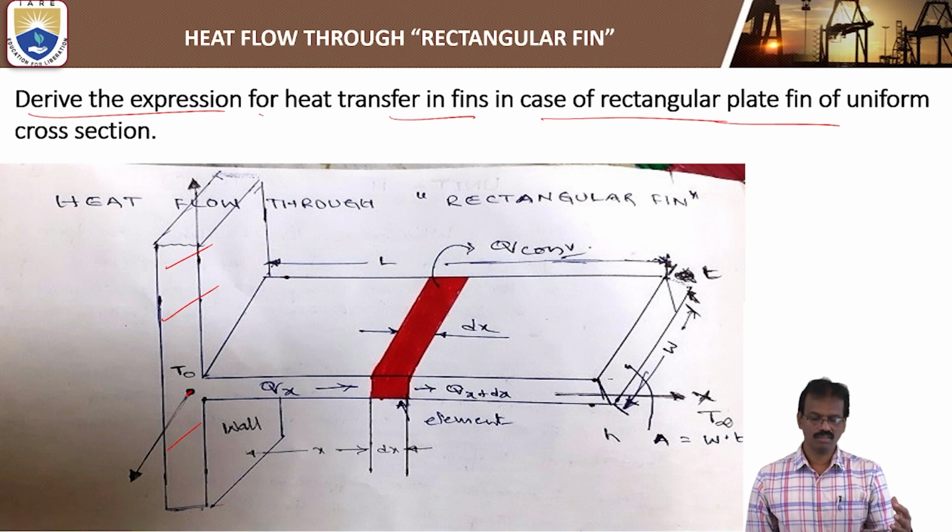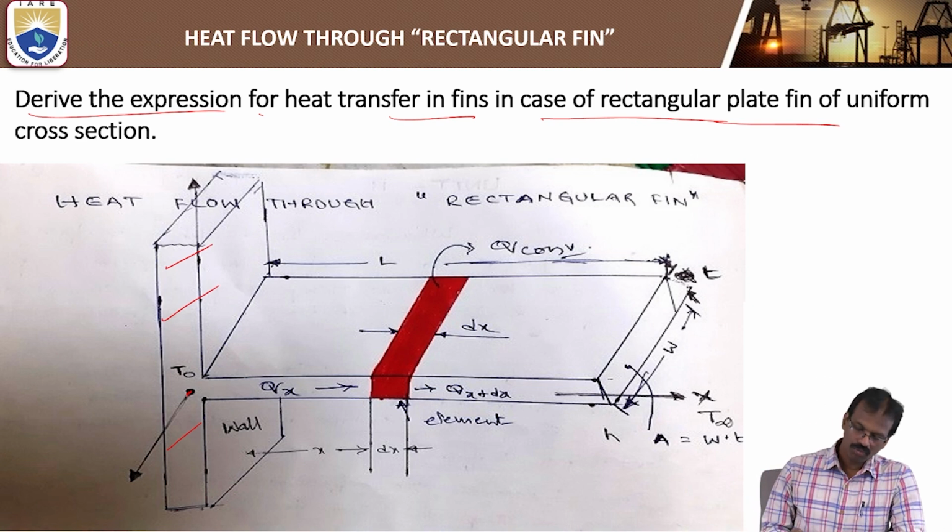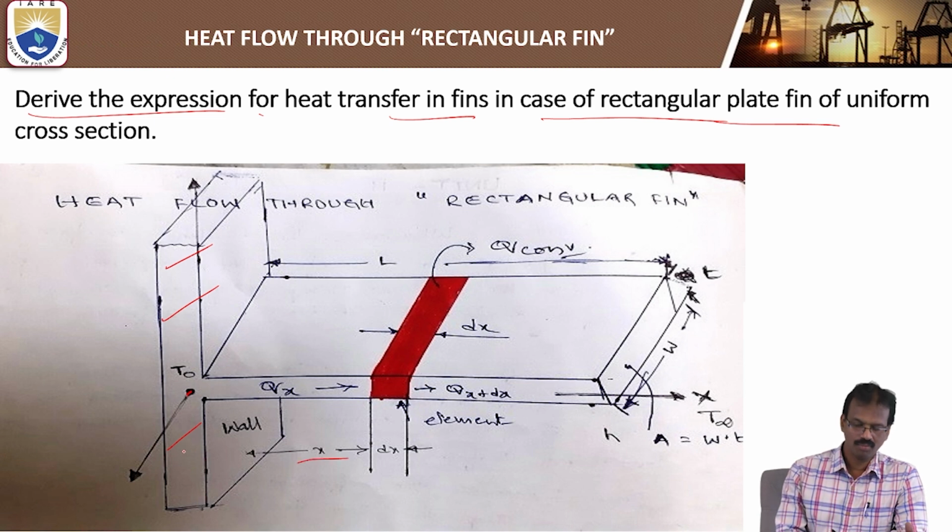We'll get the rate of heat transfer throughout the pin. So for solving the rate of heat transfer in this pin, here also I'm considering a small elemental area, which is at distance x from the main surface of the body. So this is x distance. The thickness of this small elemental area is equal to dx.